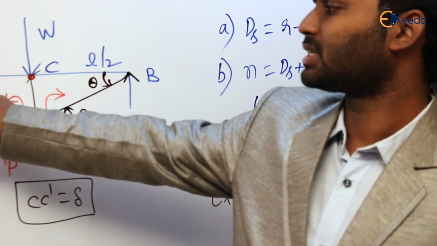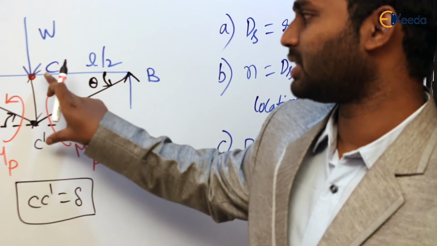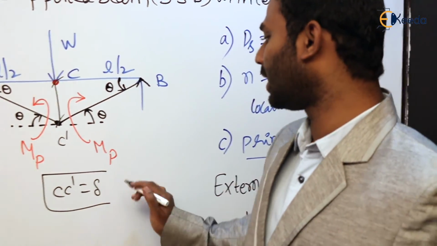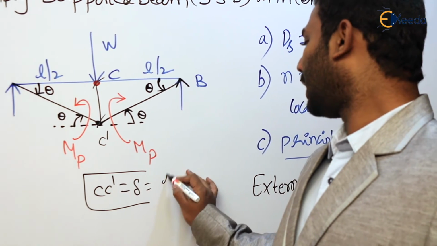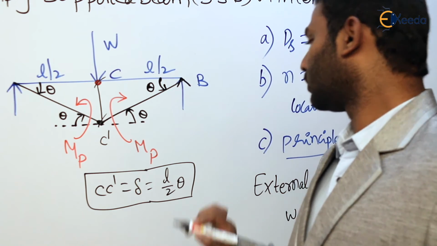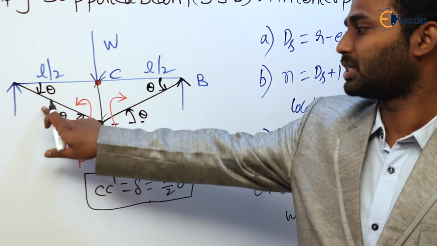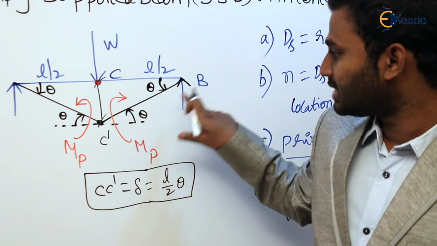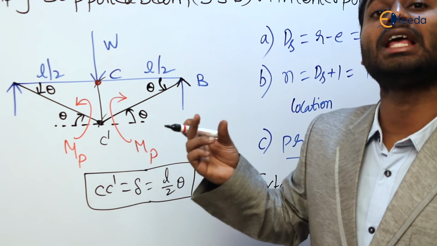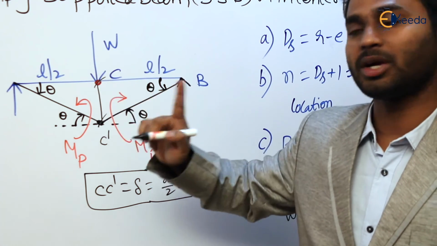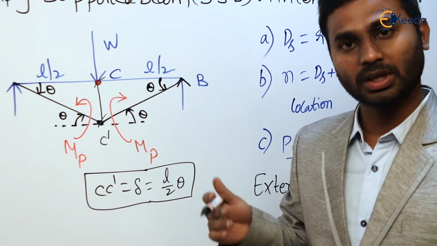See, as we discussed, this CC dash is imaginary, which cannot be seen with the naked eye. So we can write that delta is equal to how much? L by 2 theta. Okay, L by 2 theta. See, this AC dash is also L by 2 and BC dash is also L by 2. So we can say the length of an arc is nothing but R theta. So here R is L by 2 and theta is theta. So L by 2 theta.